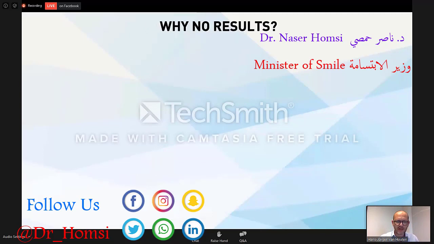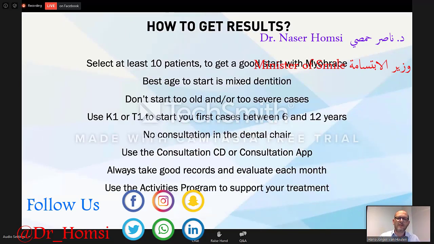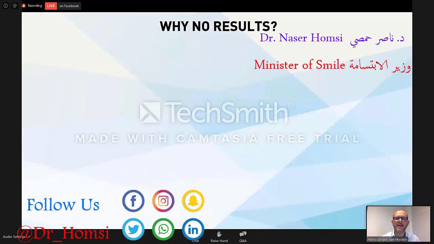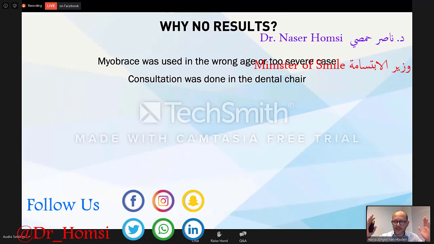So why are there no results, if you don't use the activities program? Of course, I can say no to all the lines I just said. It was used at the wrong age, or the case was too severe, and we see it every day. The consultation was done in the dental chair, so parents and patients think it has to do with my teeth. I have to go to the doctor every month, and I don't want to. So keep them away from that.